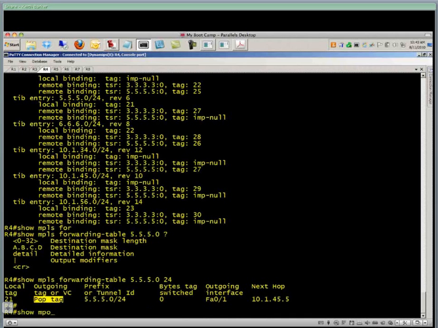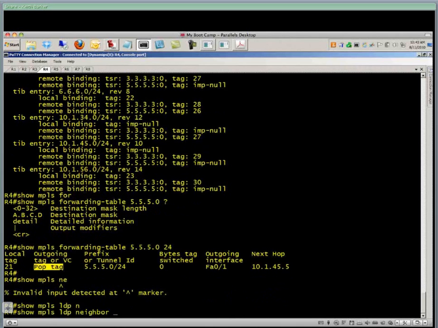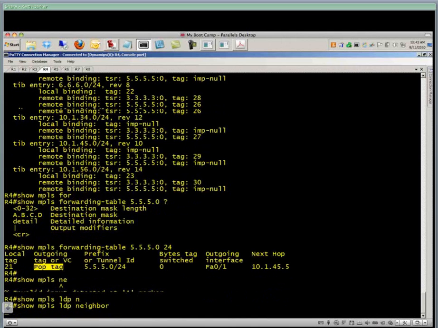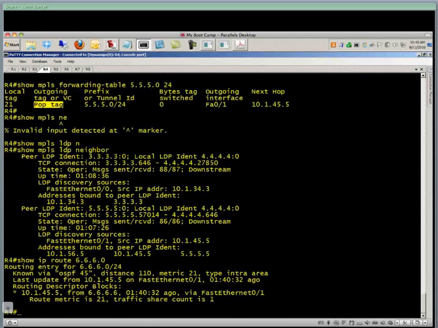So let's do this. Let's do a show MPLS LDP neighbor. Because you could have a TDP neighbor as well. There are 2 different protocols we'll talk about a little bit later. All right, so here we have 2 networks. The question was, why did we choose 5.5.5? Let's do a show IP route. So here's why we chose R5.